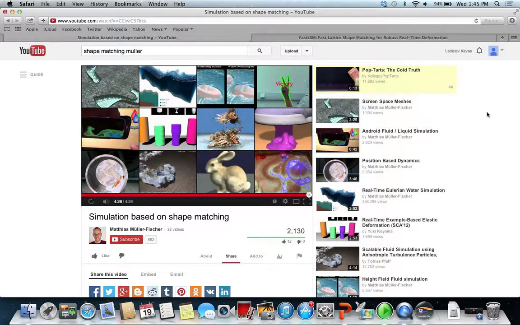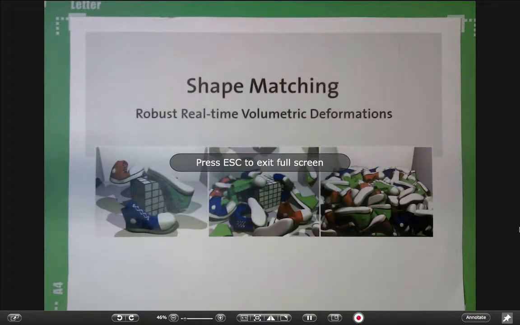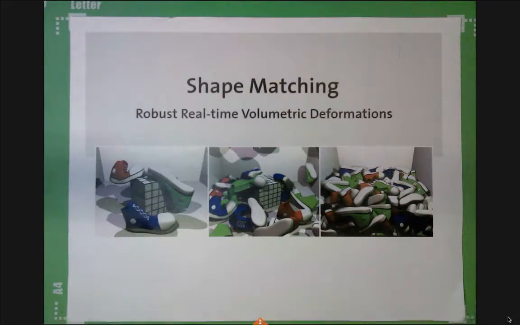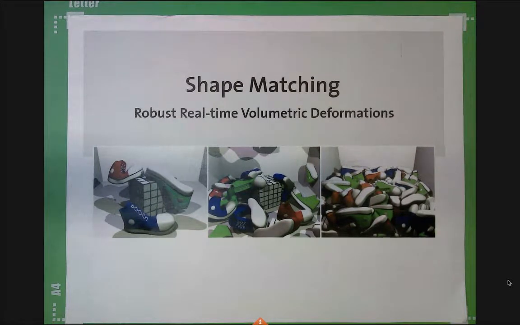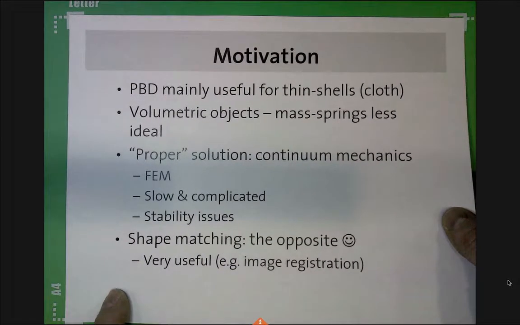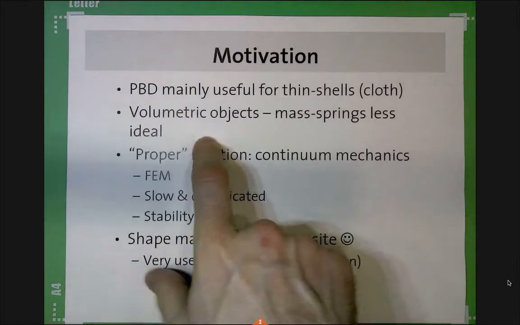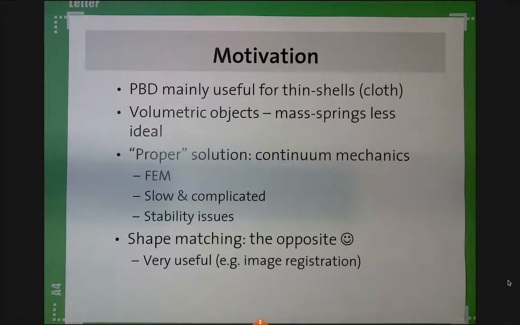All right, so how does that work? There are actually some pretty interesting ideas and some interesting mathematics, which I would like to explain in detail today. But let's start with the motivation. Position-based dynamics, which we discussed on Monday, is usually used for thin shells or cloth, for two-dimensional objects living in 3D. And it's because if you want to do volumetric objects, then mass springs, or the equivalent in PBD, distance constraints, are not ideal.